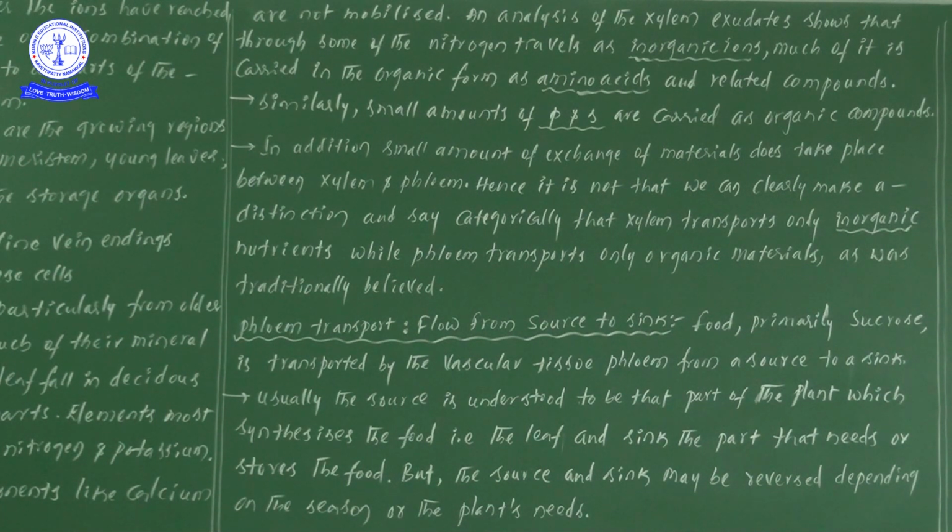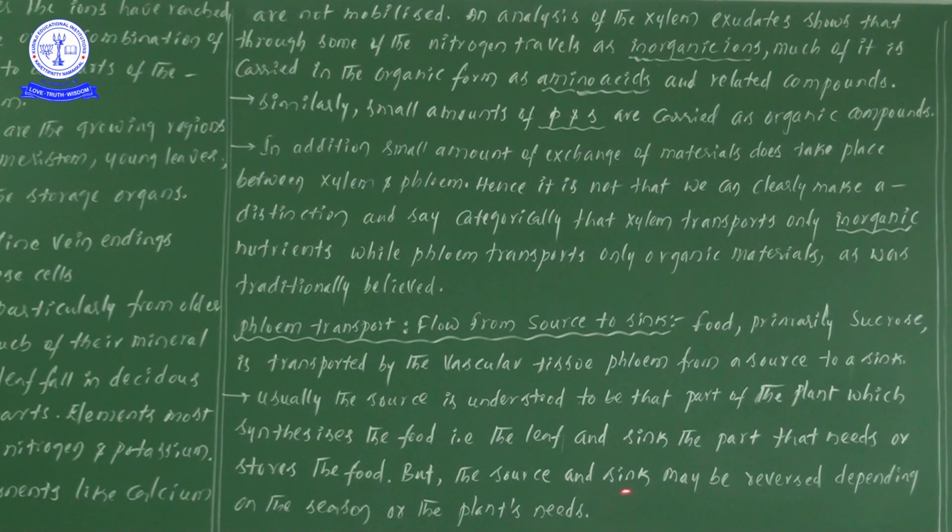For example, the leaf is the source, and the sink is where the food materials are going to be utilized, meaning needed, or where the food materials are going to be stored; we take that as a sink. Now sir, will the leaf be the source all the time? Some exceptions are there, depending on the season. I'll give that point later, I'll conclude that now.